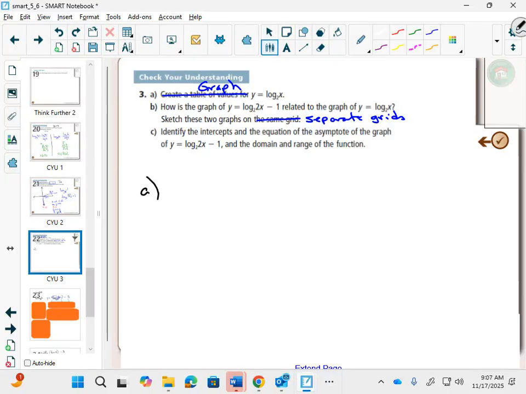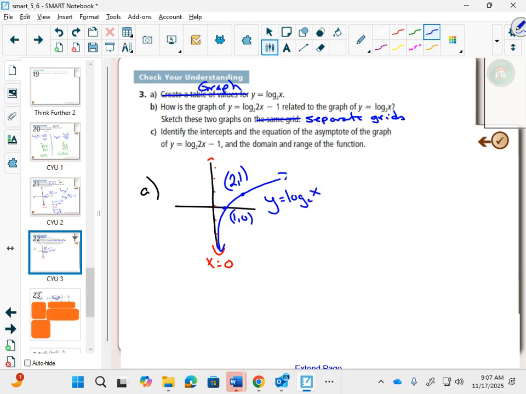Part A here. I can quickly graph now. I see it's a log graph. I know it's going to have an asymptote at x equals 0, and 1 comma 0 is a point. That's true of any base log graph. Now, because it's base 2, I'm going to have the point 2 comma 1. And then I have the shape of my basic log graph. This is y equals log base 2 of x.